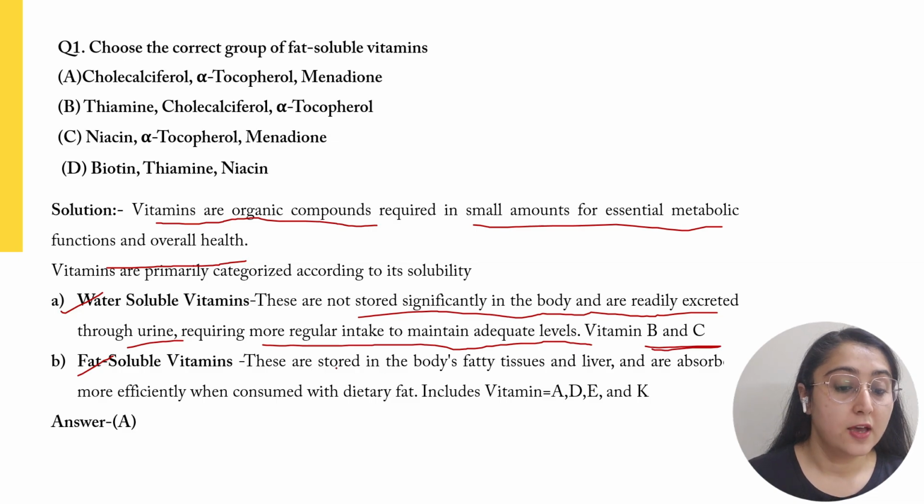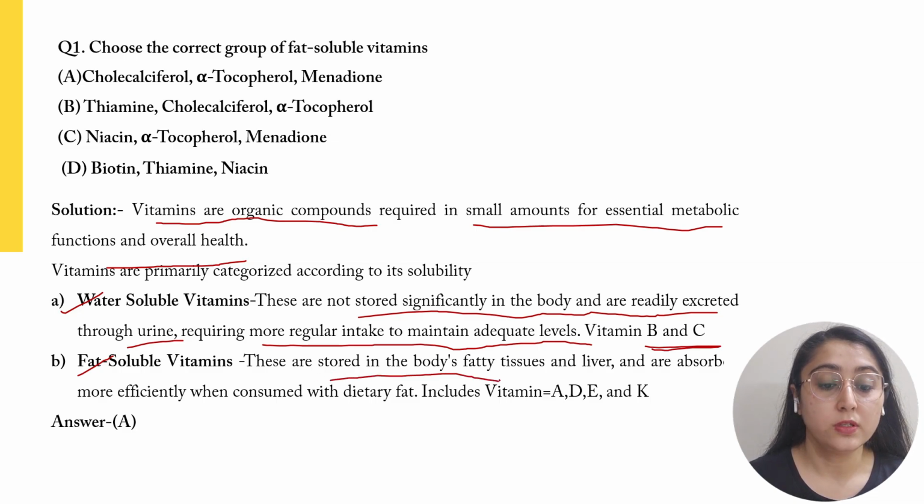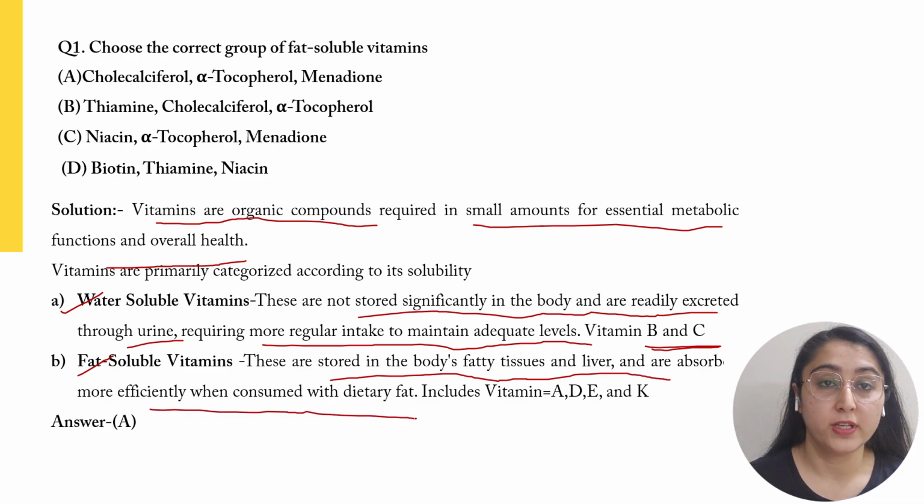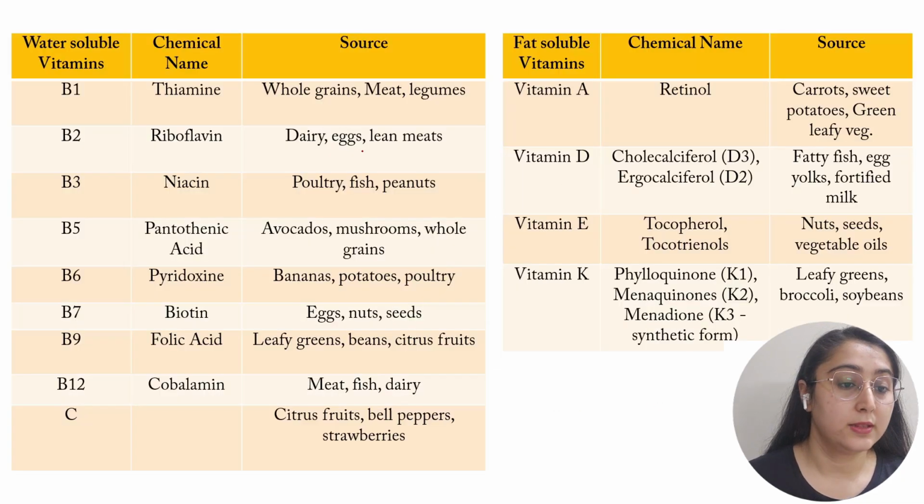B and C. Fat soluble vitamins are stored in the body's fatty tissues and liver, and they are absorbed more efficiently when consumed with dietary fat, and therefore this includes vitamin A, D, E and K. Now let us look at these in detail.